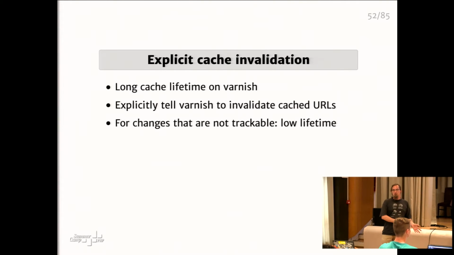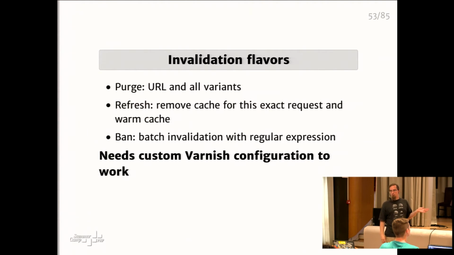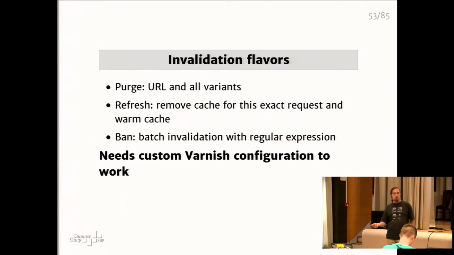But then for Varnish, if you can't change the URLs that are requested, what you can do is explicitly tell it to forget about things. And there are a few different ways of doing that. So one is purge, which means this exact URL has to be invalidated. Forget about that one. And this will also remove all variants of that. So if you had these accept headers.